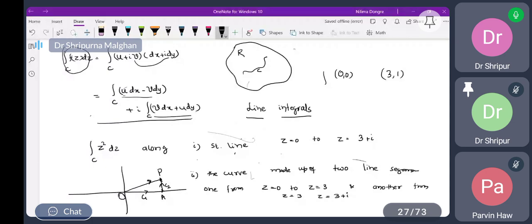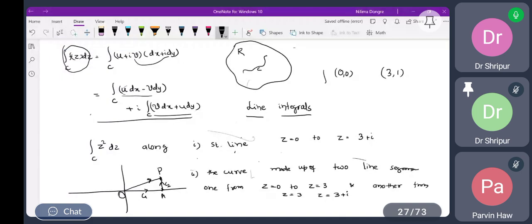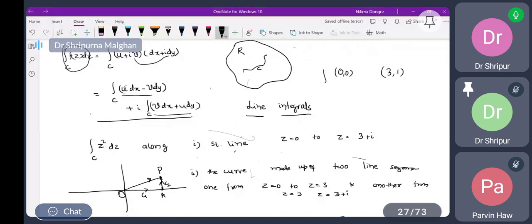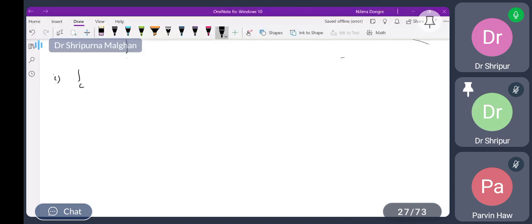So all of you understood this first? Understand first, then we'll go for evaluating that. Yes or no? Any doubt? All of you understood that z square dz is equal to, so it is the integration from z is equal to 0 to 3 plus i of z square dz.